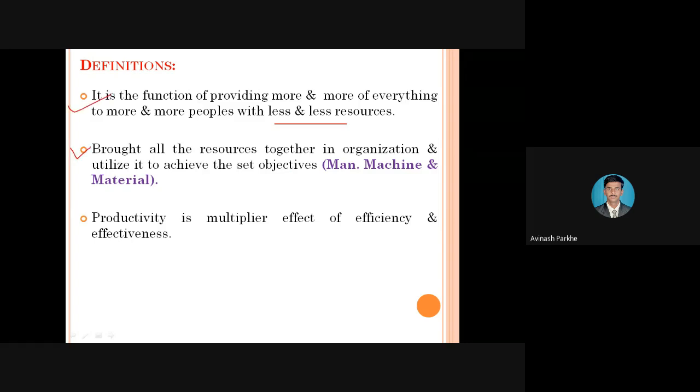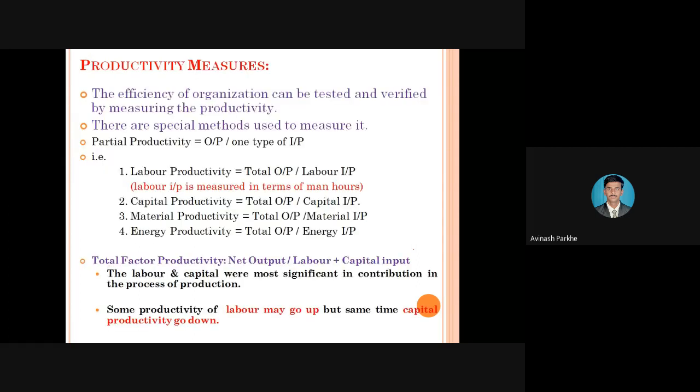Then the second definition: bring all the resources together in the organization. Which are the three important resources? That is man, machine and material. If I bring all the three resources into the organization and all these resources work in an effective manner to achieve our objective, then we can say that the productivity increases. And once your productivity increases, the productivity is the multiplier effect of efficiency and effectiveness. If the productivity increases, then we can say that your organization is working in an effective manner. If the organization is working in an effective manner, the efficiency of that organization also goes on increasing. That we have discussed in the last lecture.